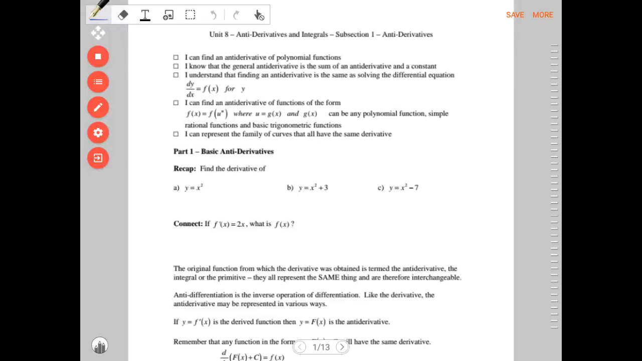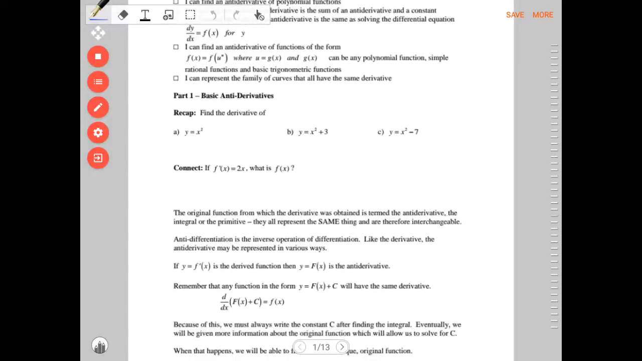So part 1, basic antiderivatives. This is where we start to learn the basic rules of these things. Just like derivatives had the rule where the exponent jumped down and decreased by 1, we're going to have something similar to that. So anyways, to start off, we need to recap. We need to find just the basic derivative of these functions.